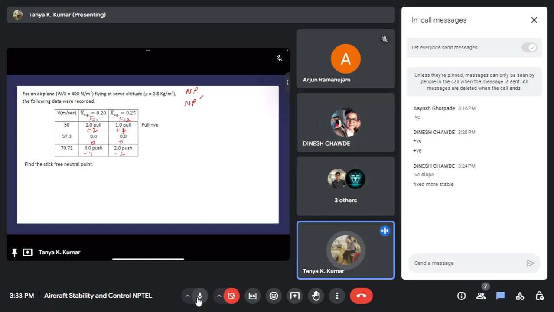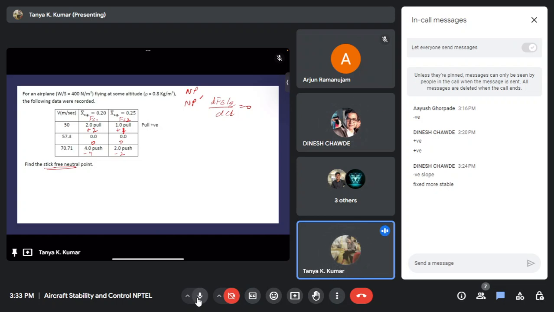So what about the stick-free case? It's a similar definition, but what we had seen mathematically was that dFs by q by dCL equals 0. So this was the definition for the stick-free neutral point. They've asked us to find the stick-free neutral point. So how do we go about doing this question?